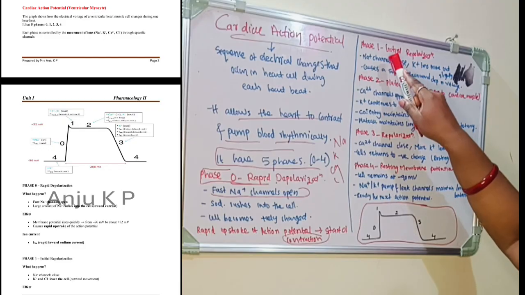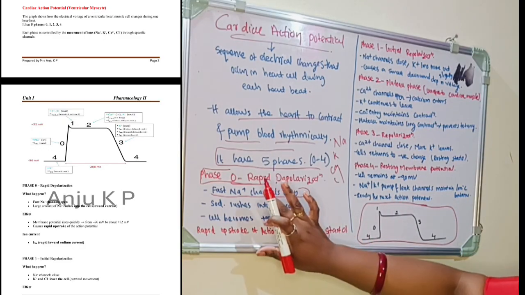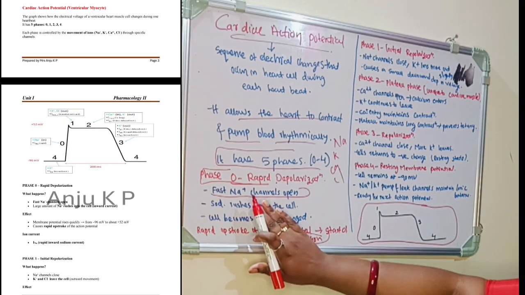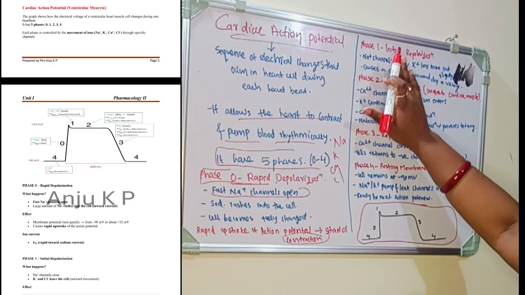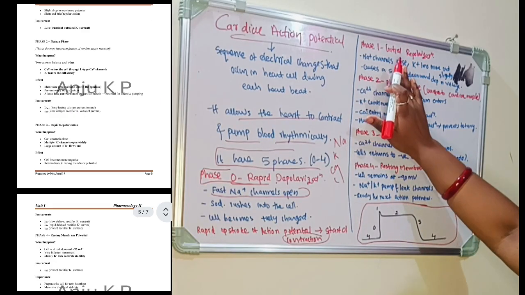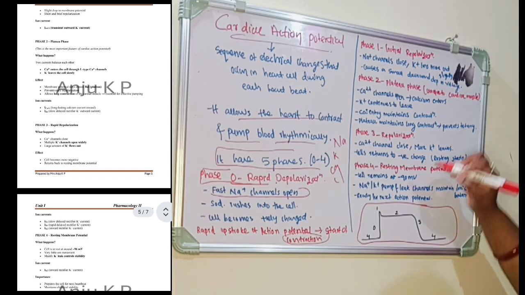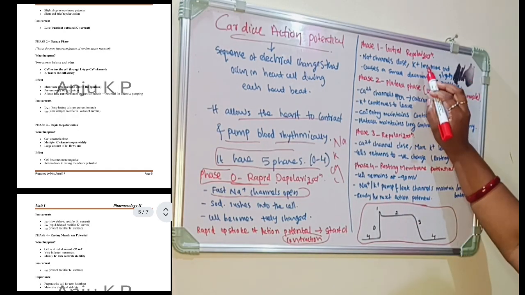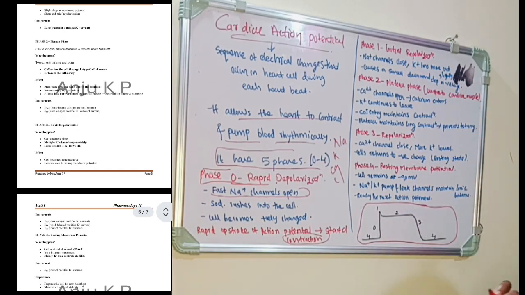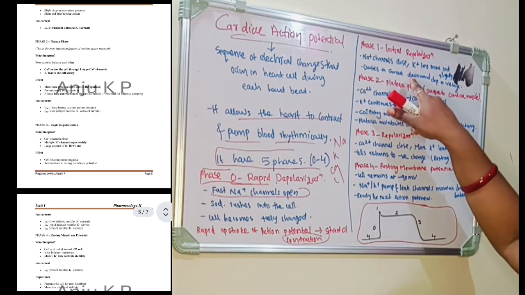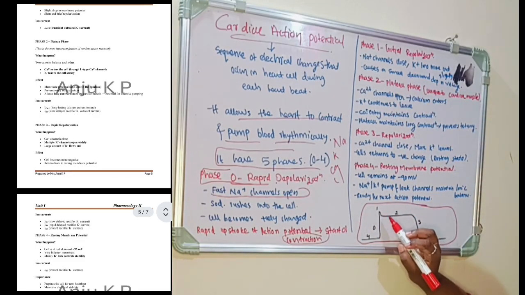Next one is phase 1, initial repolarization. So here the sodium channels are closed. In phase 0 the sodium channels open, but in phase 1 the sodium channels will close and potassium ions move slightly out. You can see potassium ions move out slightly, so that will cause a small downward dip in the voltage.